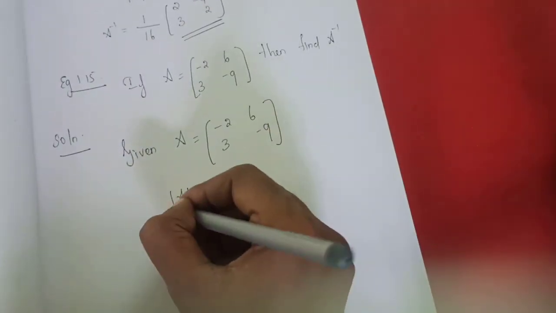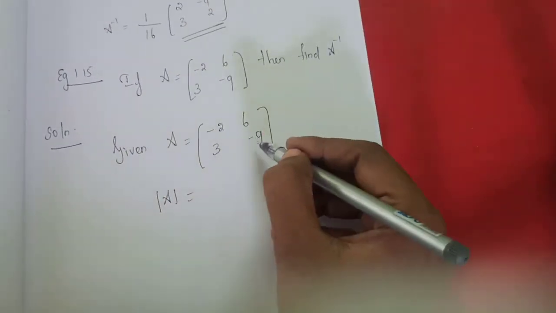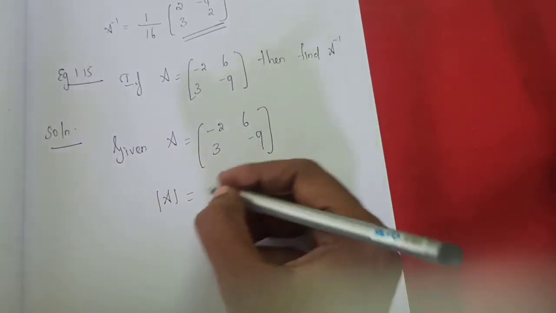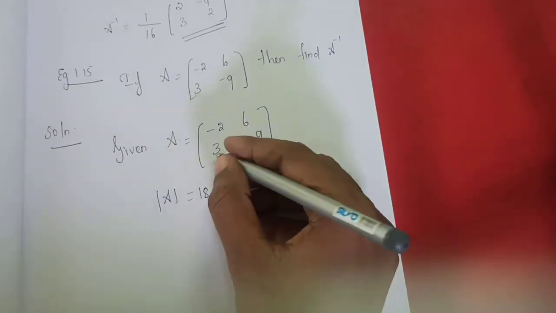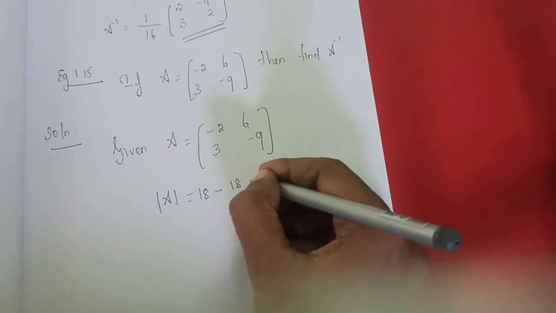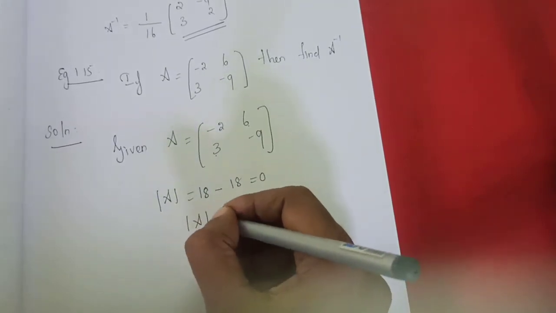Find out the determinant of A. Determinant of A is equal to minus 2 into minus 9. So what's the answer? 18, minus of 6 into 3, that is 18. The value is 0. Determinant of A is equal to 0.